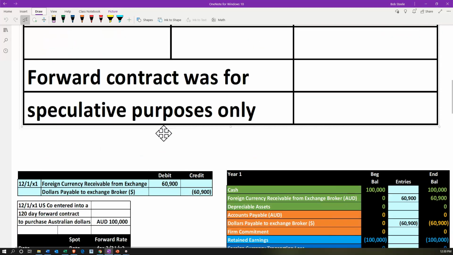And this time we're just going to be focusing in on the forward contract itself. So the forward contract was for speculative purposes only. So we solely put the forward contract in place for speculative purposes, and therefore we will just be considering and looking into the forward contract, the effect on it, that effect then being, or possibly being, gains and losses as a result of the contract.